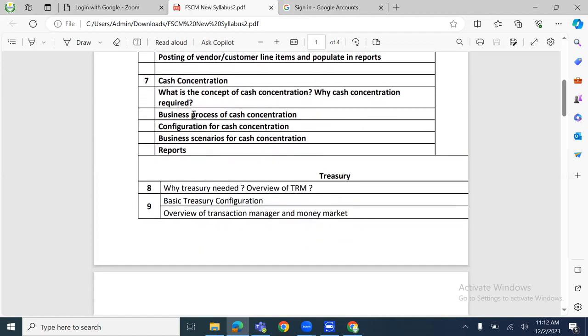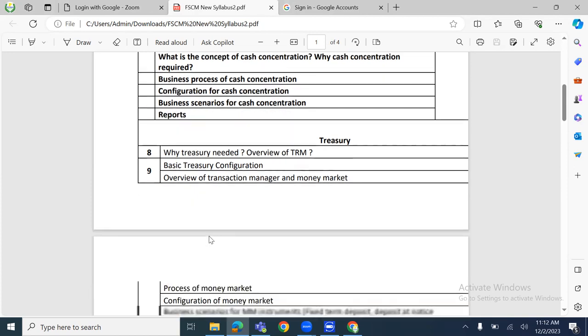Then the next topic would be cash concentration: overview of cash concentration, business process of cash concentration, and the configuration steps required for cash concentration. Then business scenarios, then reports, how we can view the reports in cash concentration. Once that is completed, I am going to start the treasury.